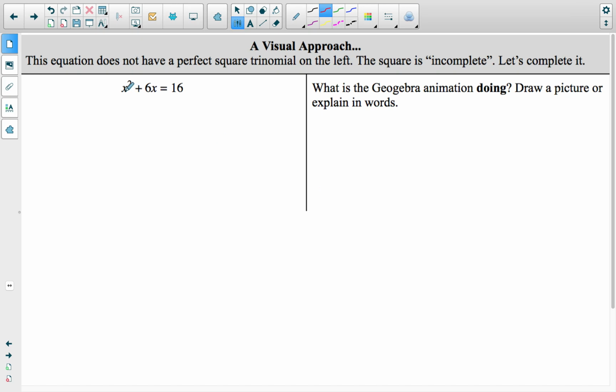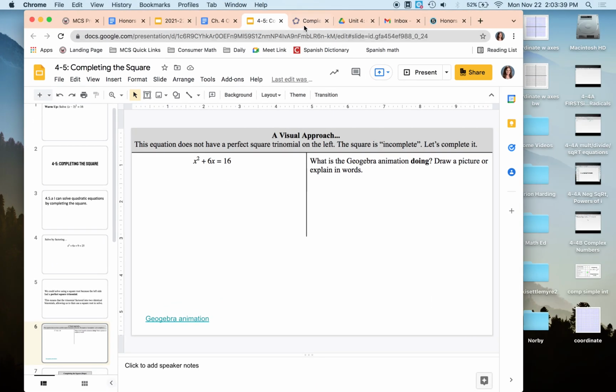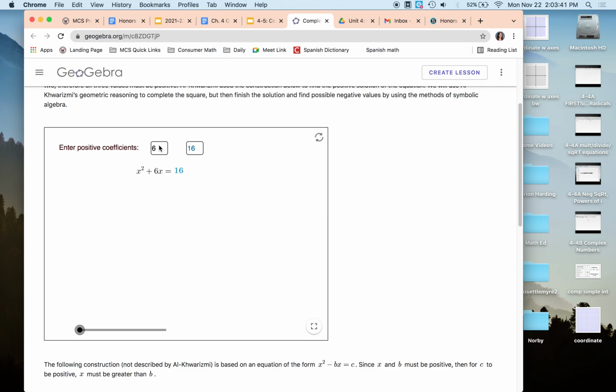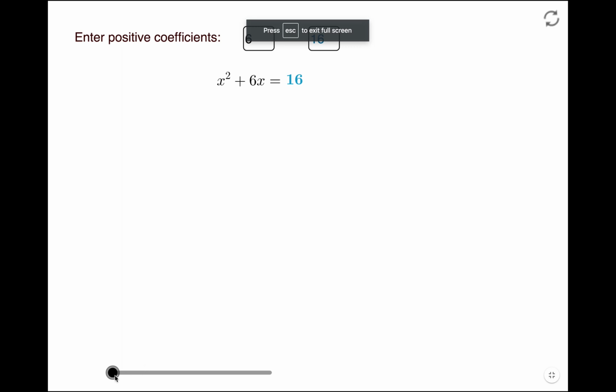So on the left side, we have x squared plus 6x equals 16. So we do not have a perfect square trinomial on the left. We're missing that third element, right? We're missing the third term. So there's a really cool GeoGebra animation that can work with this, right? So this is what we have, x squared plus 6x equals 16. And so watch this, right? Watch what's going to happen as I drag this slider. It's going to walk us through a certain process.